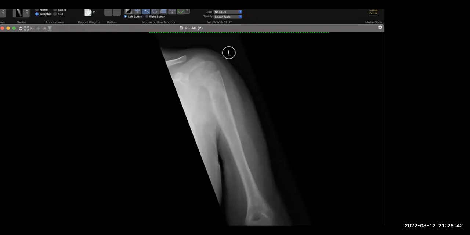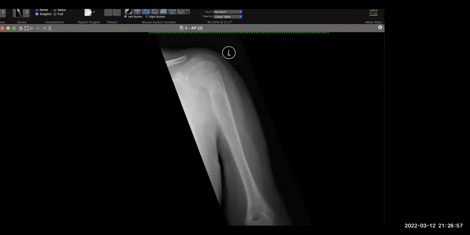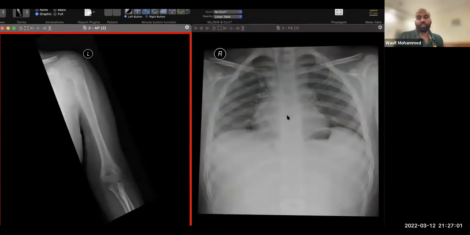So in my routine practice, I would correlate with the clinical history if it's available. The patient does not have any raised inflammatory markers or fever, but he does have cough and some chest discomfort. All right. So we did do a chest X-ray for him.